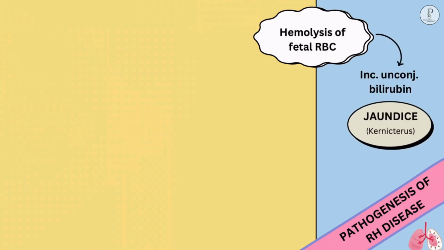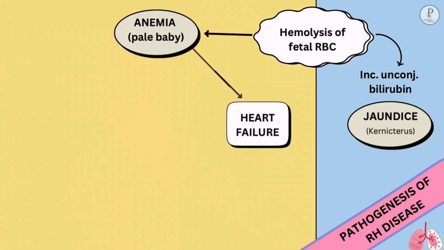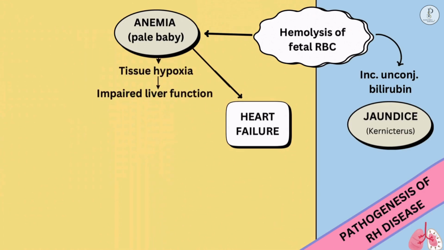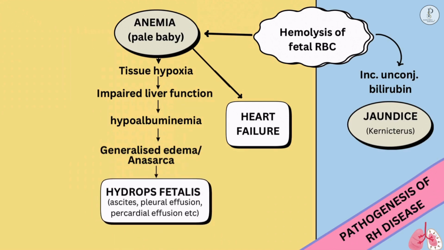Pathogenesis of Rh disease. Hemolysis of fetal RBC causes increase in unconjugated bilirubin, leading to jaundice and kernicterus. Hemolysis further leads to anemia or pale baby. In case of severe anemia, it causes heart failure. Anemia also leads to tissue hypoxia and impaired liver function. This leads to decrease in serum albumin. Hypoalbuminemia causes generalized edema or anasarca. That is how baby develops hydrops fetalis, which manifests as ascites, pleural effusion, pericardial effusion, etc. These lead to respiratory distress.